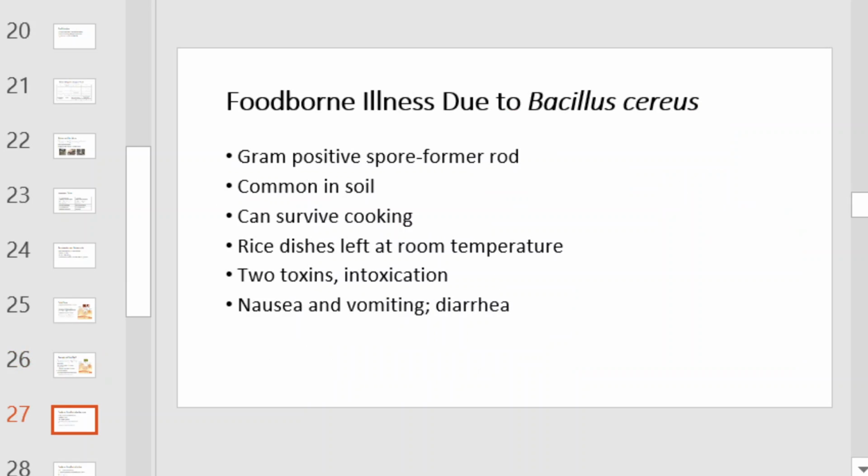Foodborne illness due to Bacillus cereus. Bacillus cereus is a gram-positive, spore-forming rod. It's common in soil and can survive cooking. Rice dishes left at room temperature for too long are a good source of potential exposure. It produces two toxins and can lead to intoxication or a very rapid reaction of nausea, vomiting, and diarrhea.